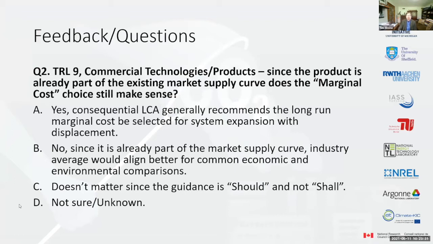Answer A, yes. Consequential LCA generally recommends the long-run marginal cost be selected for system expansion with displacement. B, no. Since it is already part of the market supply curve, industry average would align better for common economic and environmental comparisons. C, doesn't matter since the guidance is should and not shall. Or D, not sure or unknown.